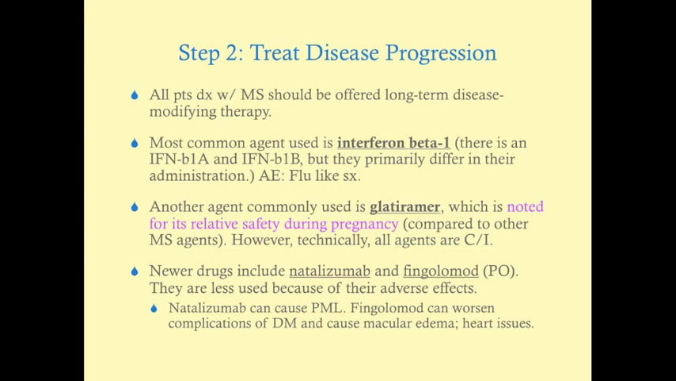I would imagine that's going to be the one that is most likely to come up on the USMLE. Another one that is used quite often is glatiramer. And glatiramer is noted for its relative safety during pregnancy. So if this woman was, for instance, somebody who wanted to become pregnant, or let's say she came in and she asked, I want to get pregnant, can I switch to a different drug or something like that, then glatiramer would be the best drug. It would be preferable to interferon beta 1. Why? Because it's relatively safe during pregnancy.